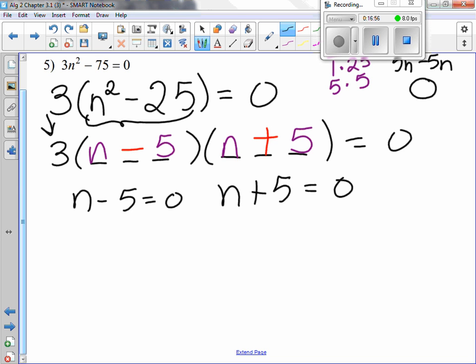The only reason I would worry about the scalar, or that number that we factor out, is if there is a variable with it. So if it had been, for this case, 3n, then we would look at where it's equal to 0. But here, since it's just the number 3, it's not a big focus for us.